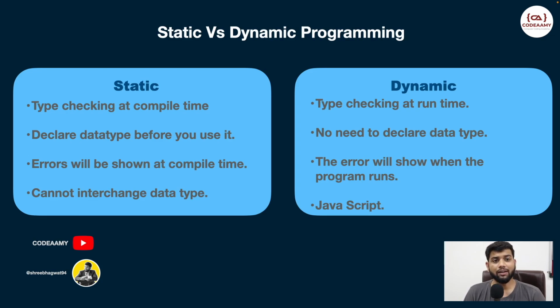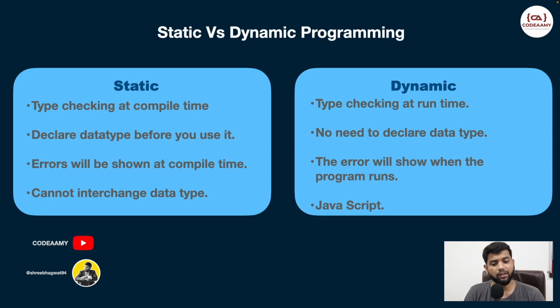You have to declare the data type before you use it. This means that I cannot just create a variable without telling what data type it needs to be. I have to mention my data type. So I have to start with string name is equal to Shri. When I do that, I tell the language that this is a string data type, the variable name is name, and the value it holds is Shri. This is a static typed language.